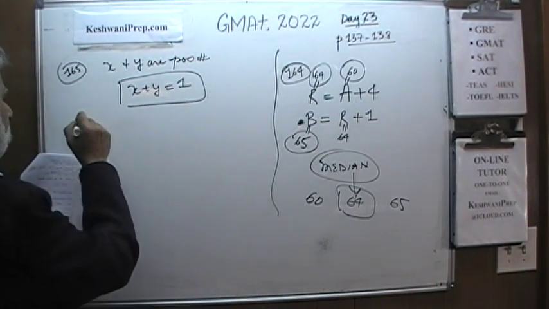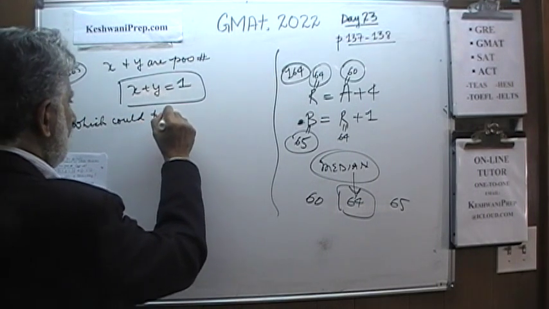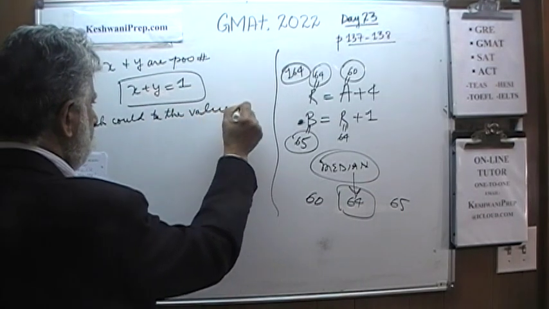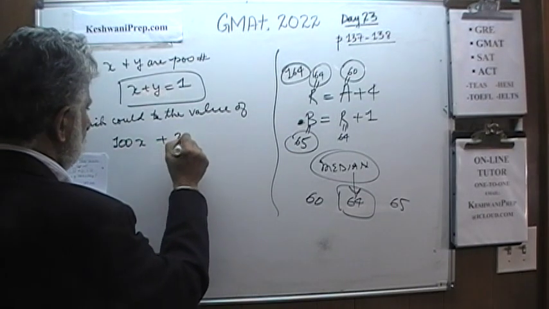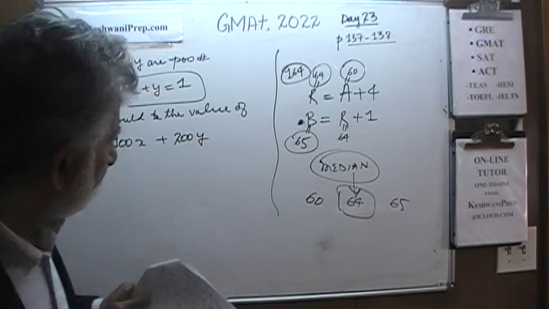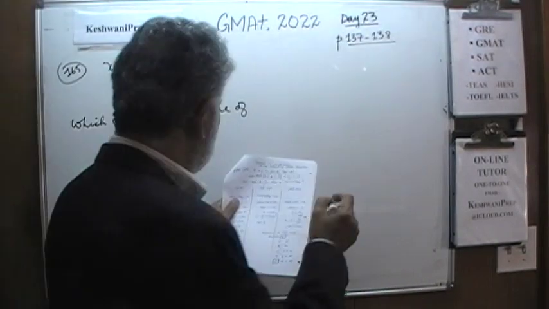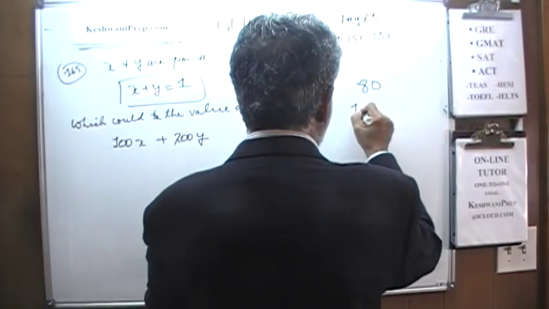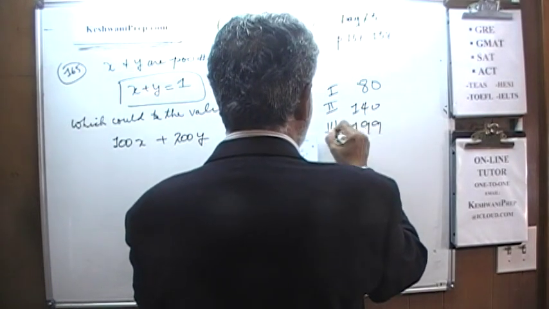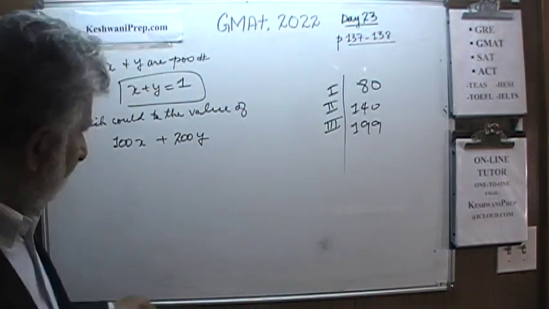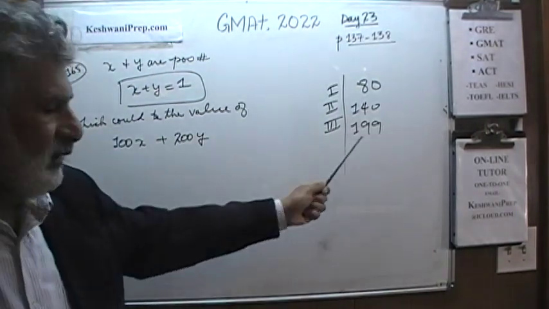The question simply is, which could be the value of this quantity, 100x plus 200y. And the quantities that are given to us are as follows: 80, 140, 199. Can this quantity equal 80? Yes or no? Can this equal 140? Can this equal 199? That's what it is.